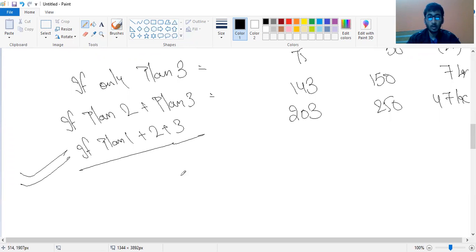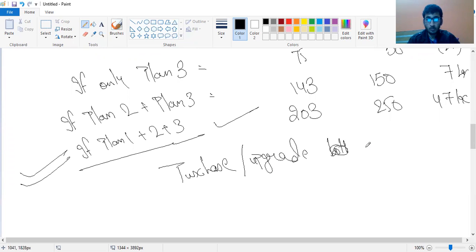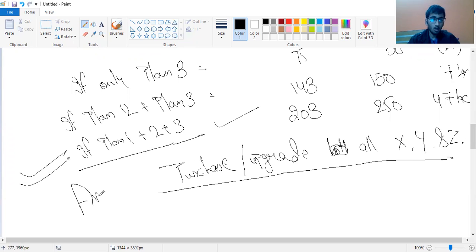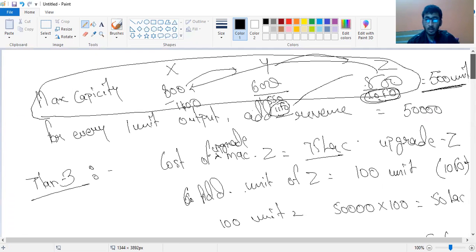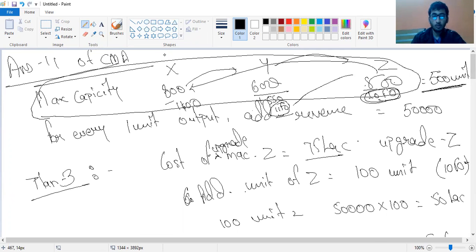So what am I going to adopt? I'm going to purchase or upgrade all X, Y, and Z. I'm going to adopt all the plans. Answer. So like this, we are done with answer 11 as well of CMA. I hope it is clear to you guys.